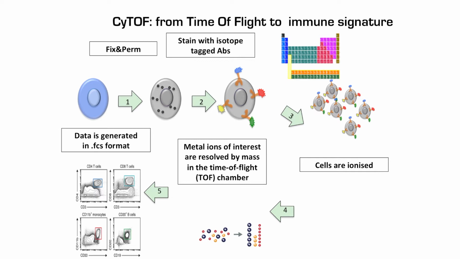This cloud of ions is then directed into a time-of-flight chamber, and the metal ions of interest are resolved as they pass through the TOF chamber. Then the data are generated in an FCS format, which is the same format you get for flow cytometry.